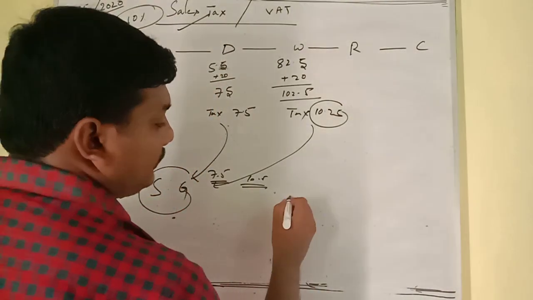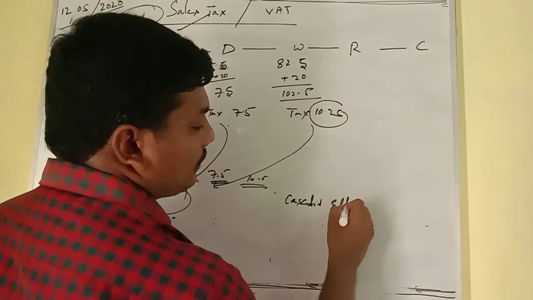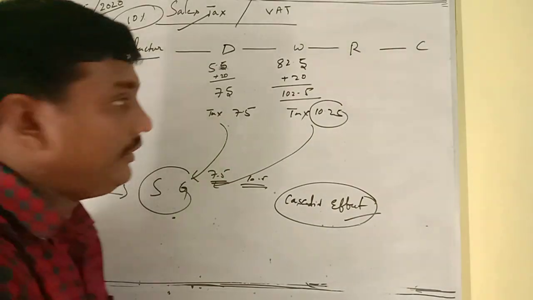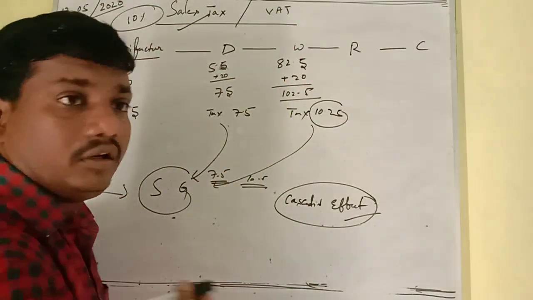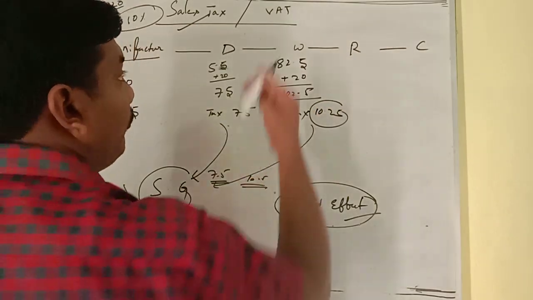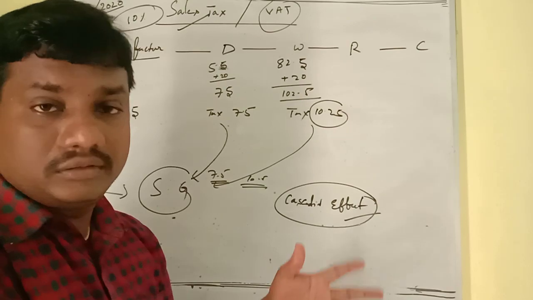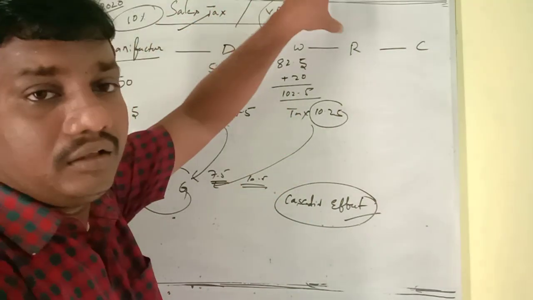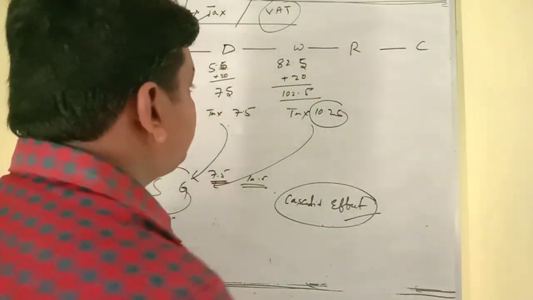To reduce this cascading effect, the union government, or central government, introduced the concept of VAT. But in the initial stages, sales tax and VAT will look the same. In the first stage, sales tax and VAT look the same, but stage by stage they are different.